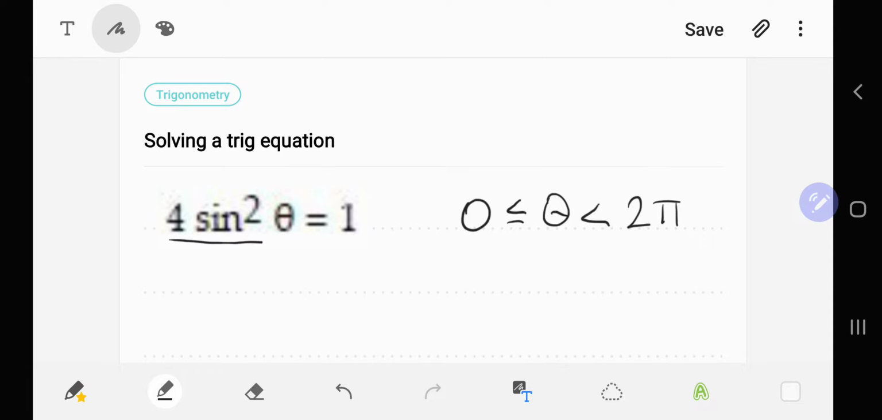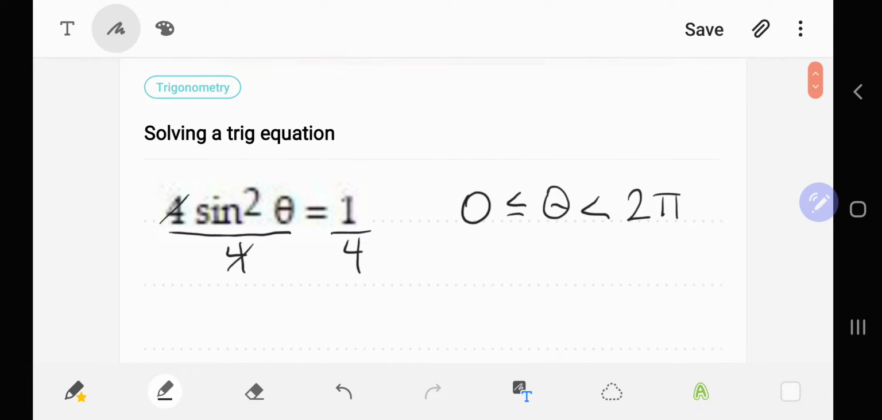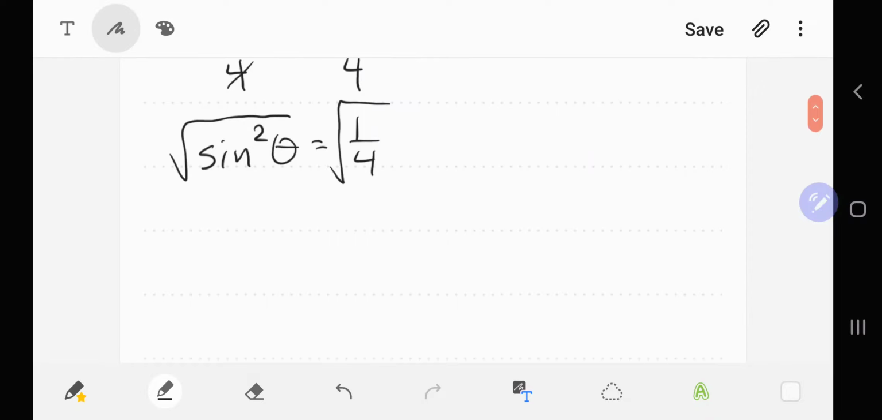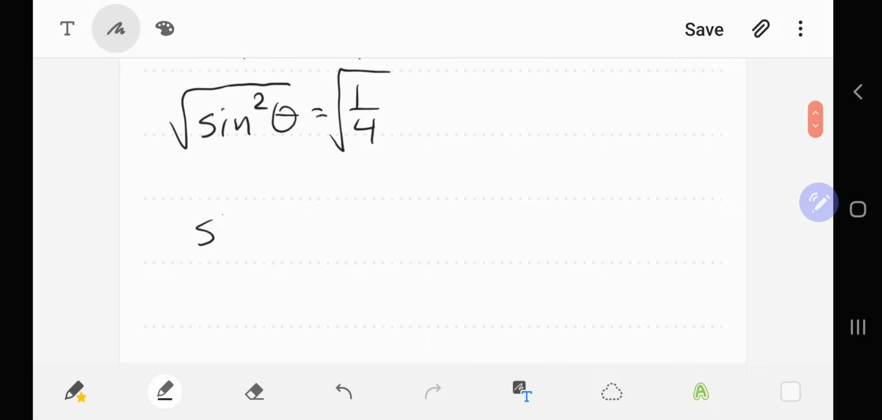The first step, we're going to have to divide both sides by 4. And that's going to give me sine squared theta equals 1/4. And then to get rid of the squared, we're going to take the square root of both sides. And that's going to give me sine theta equals 1/2. Now remember, when you take the square root of both sides, you do get a plus and a minus half.